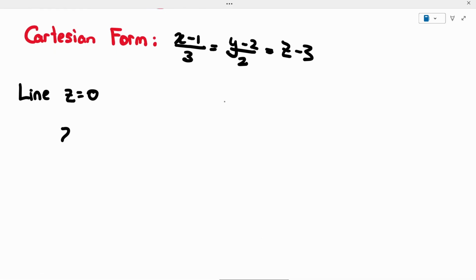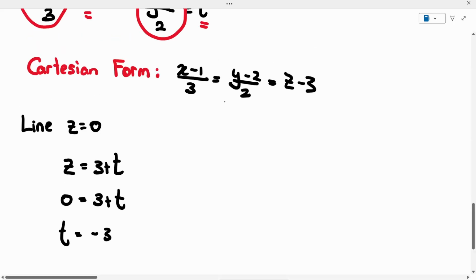So we know z is equal to 3 plus t. But now I'm saying z is 0, so if we substitute that, 0 is 3 plus t. So t is minus 3, right? And then now we could solve for x, y, and z.